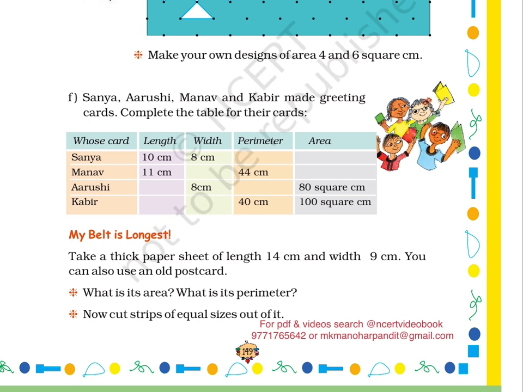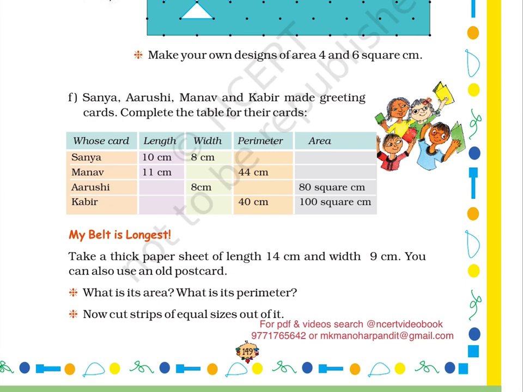We have a table with 5 columns and 4 rows. Column 1 title is Whose Card? Column 2 says Length. Column 3 Width. Column 4 Perimeter. And column 5 Area. Now let's read the table row-wise.